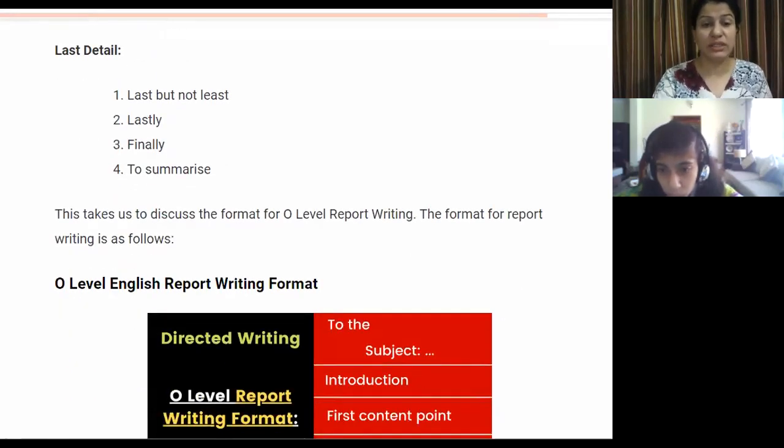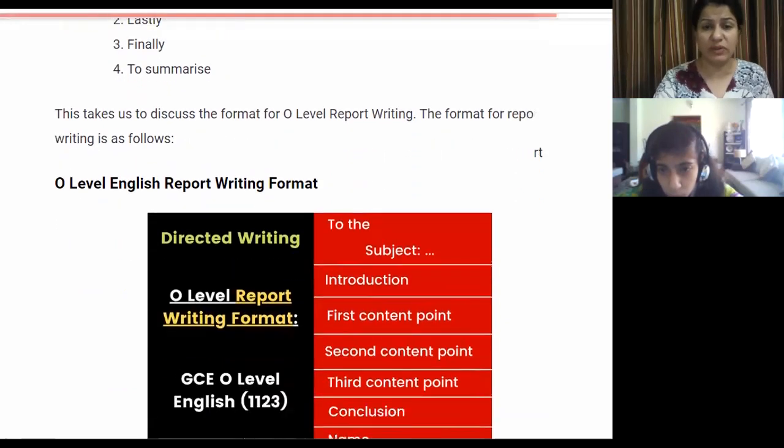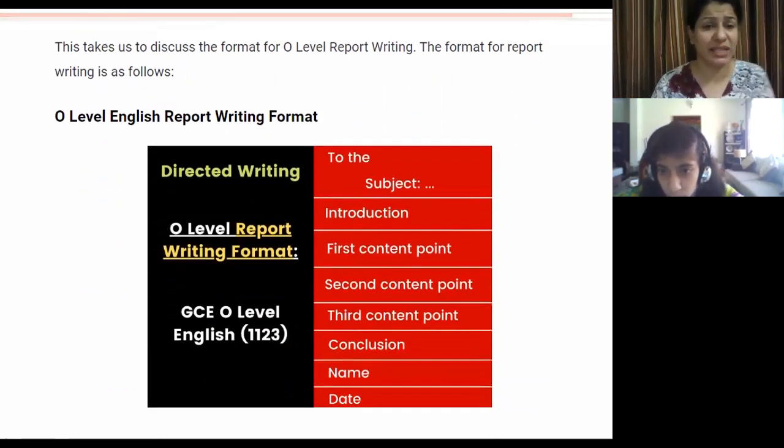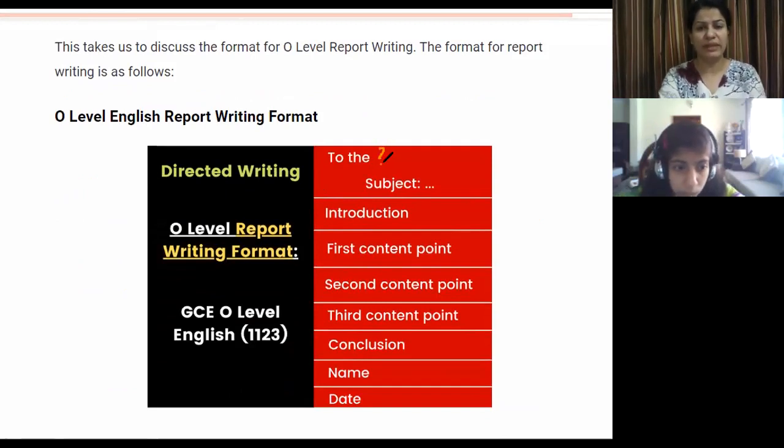This takes us to discuss the format of O-level report writing. The format for report writing is as follows. Directed writing to whoever you're writing it to, and then you write down the subject, just like you write down in an application. Then your first paragraph will be the introduction.